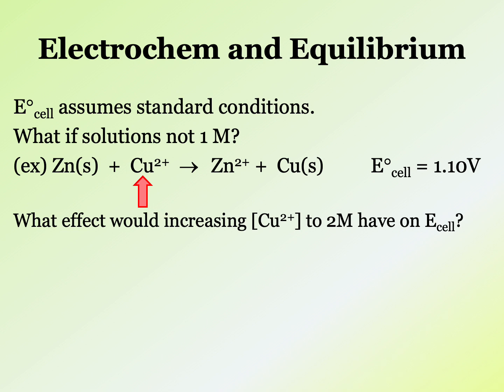So if that occurs, what happens to our K or our Q value? If there's more products, K or Q would get bigger, which means the cell voltage would increase because we're increasing K or Q. When we plug that in, it's going to increase our E of the cell. So anything that is going to increase your products would increase the E of the cell. If it is going to increase our reactants, it decreases K or Q, and our E of the cell would decrease.